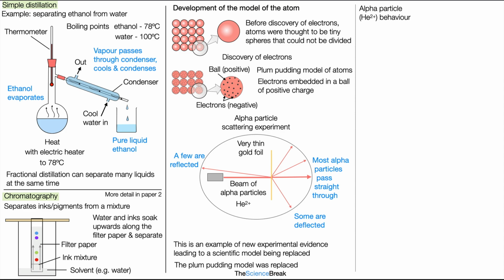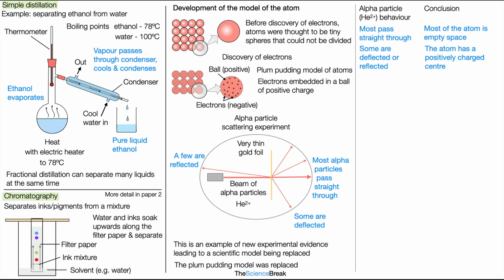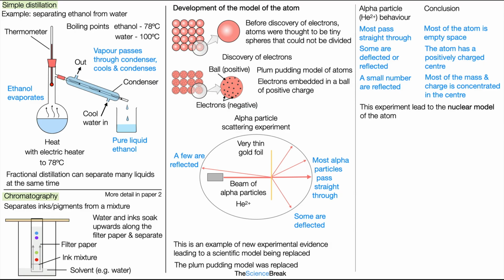Here we can look at the alpha particle behavior in this experiment and look at the conclusion that was drawn from their behavior. Most pass straight through. The conclusion was that most of the atom is empty space. Some are deflected or reflected. That means the atom has a positively charged center. The fact that only a small number are reflected means that most of the mass and charge is concentrated in the center of the atom. This experiment led to the nuclear model of the atom.